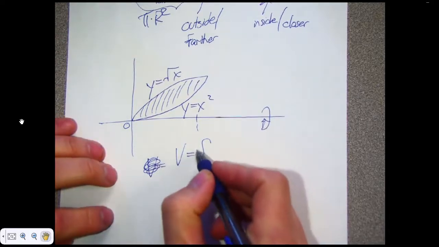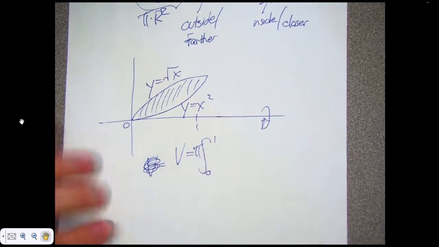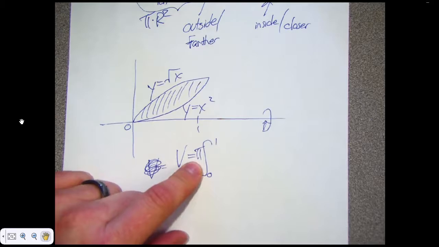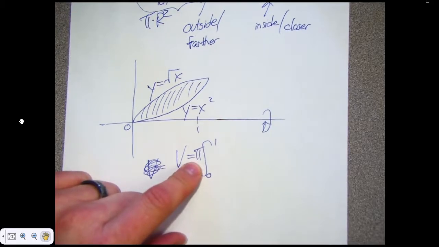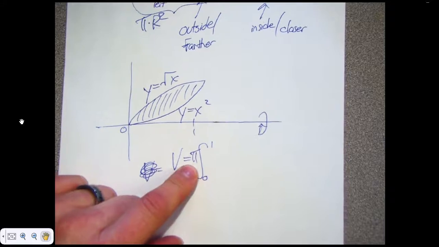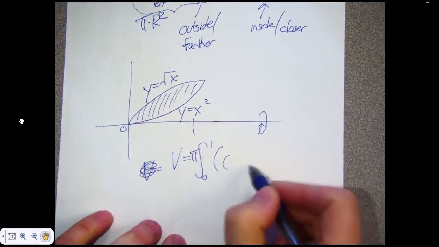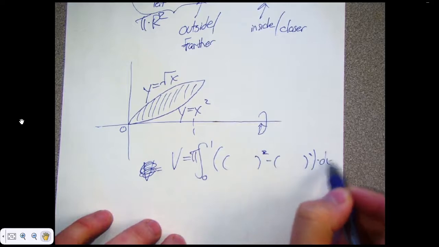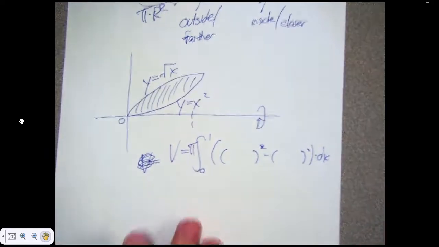So your volume is going to be pi. Every time you're revolving, you're going to have a pi there, because when you revolve, what shape do you make? You're making circles. That's kind of the point I was trying to make, but I was making it way harder than that. You're making circles, so there's going to be a pi. Now, I can kind of start that general setup.